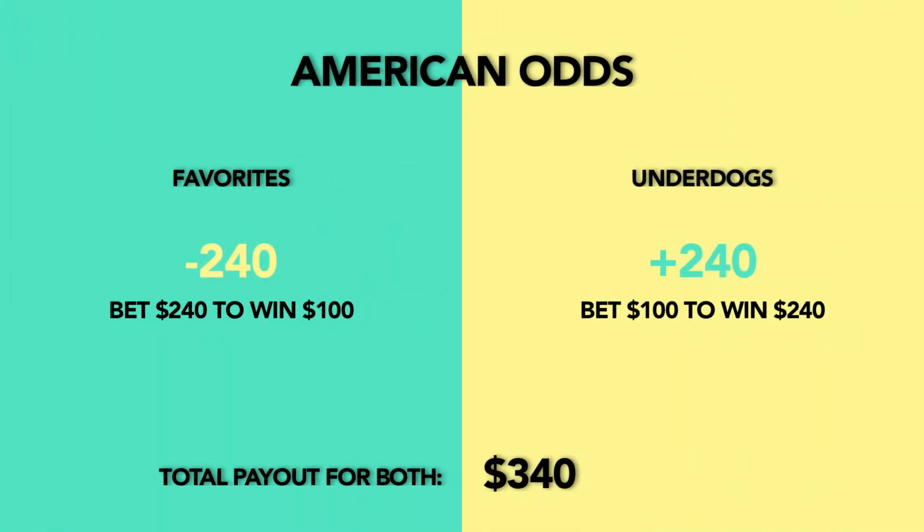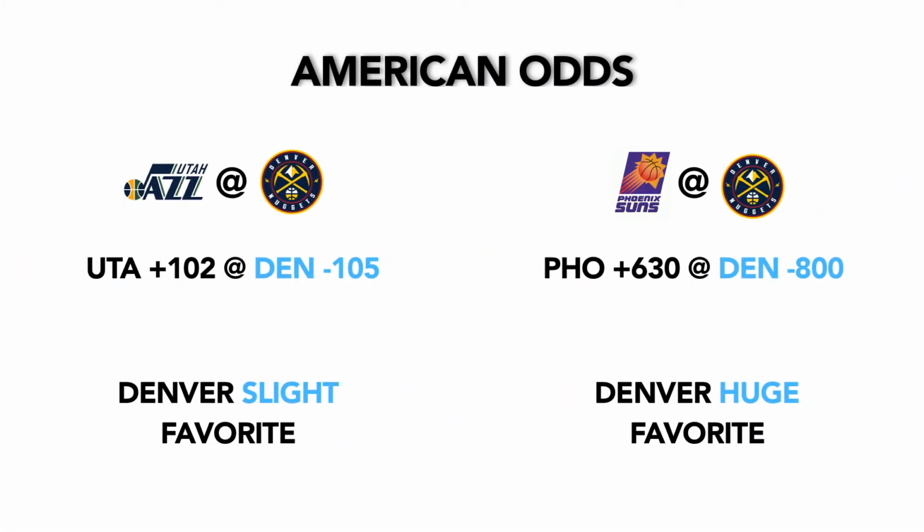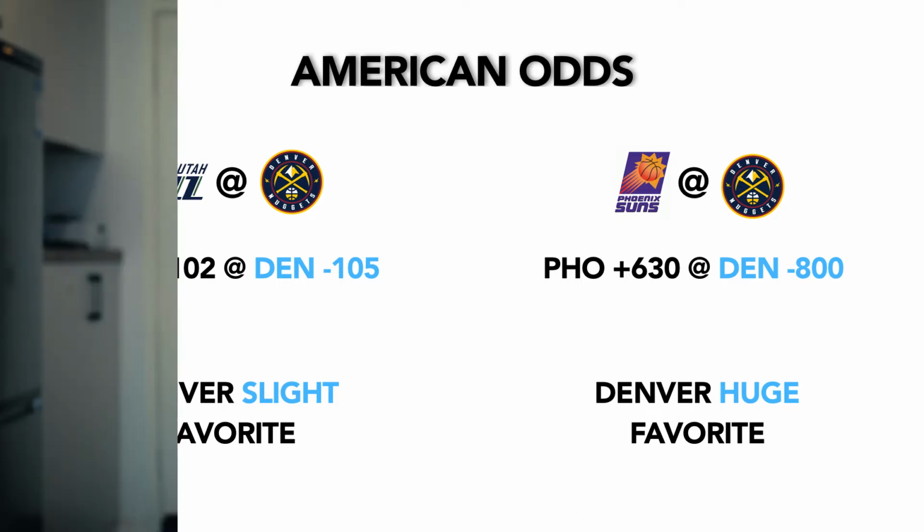So if you see a minus 240, it means you have to bet $240 in order to win $100. Once again, you get your $240 back for the same payout of $340. Minus signs denote favorites. The bigger the number, so a minus 800, the bigger the favorite, right? Versus say minus 105, which is pretty much a break even. On the plus side, same thing. Plus signs usually mean underdogs, or teams that Vegas doesn't think will win the game. And the bigger the plus sign, the bigger the underdog.